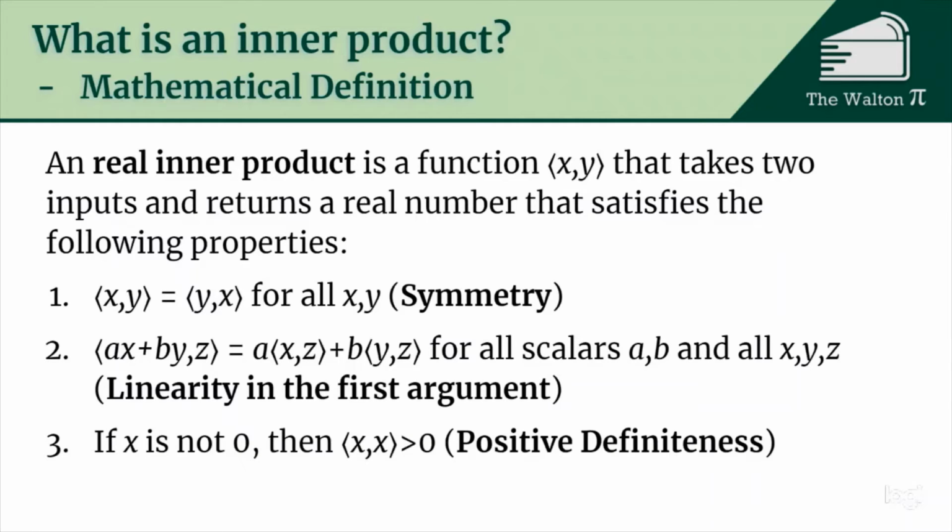And then the last one is what's called positive definiteness, which means that if x is not 0, then the inner product of x and x has to be bigger than 0.